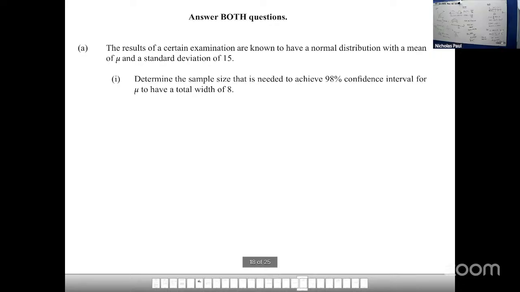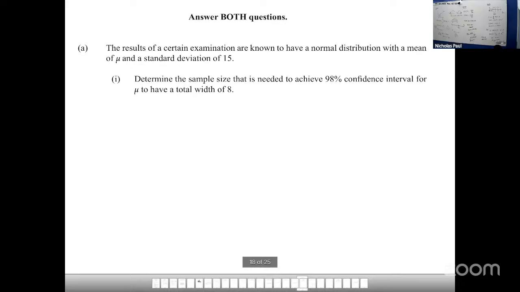Ready? Take a little read. The results of a certain examination are known to have a normal distribution with mean mu and standard deviation 15. Determine the sample size n that is needed to achieve a 98% confidence interval for mu to have a total width of 8. Right? So here's where we start.